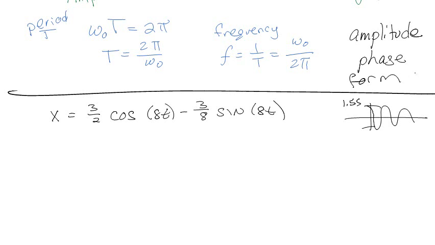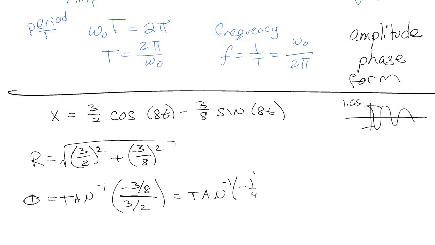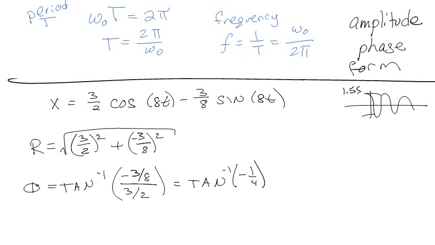So if we rewrote in the amplitude phase form, we would actually have not needed to graph that by hand. So we know that our resultant, or our amplitude, is the square root of the sum of the squares, like that. And we know that phi is equal to the inverse tangent of the sine term coefficient, b, over the cosine term coefficient, a, or the inverse tangent of -1/4. Got it? So now let's go plug this into the calculator and see what we get.